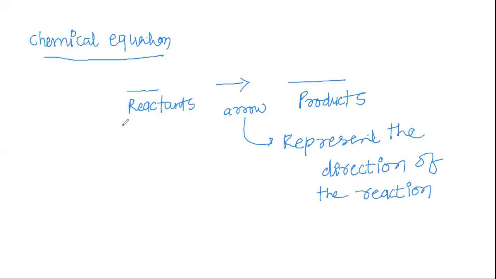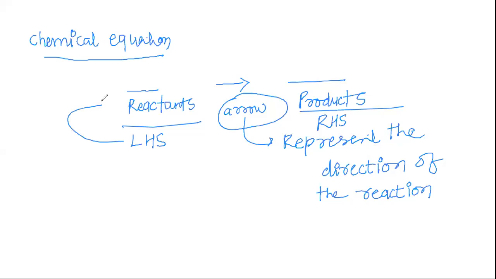And these reactants are present at the left hand side of the arrow, and these products are present at the right hand side of the arrow. So we have LHS, we have RHS, and we have an arrow. On the basis of that, we can understand the chemical equation. On the left hand side, we have reactants, and on the right hand side of the arrow, we have products.